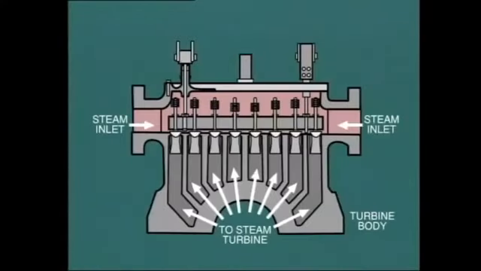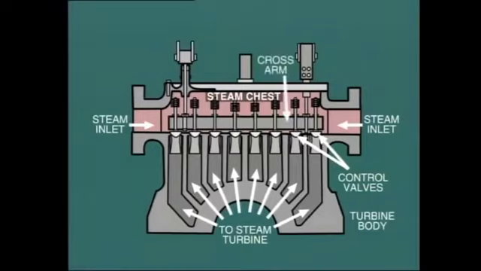In most turbines, multiple control valves are used as shown here. In this particular arrangement, the steam chest is located above the high-pressure end of the turbine's shell. We can see here 8 valves, and these are opened in sequence according to the position of the crossarm, which is itself adjusted by the hydraulic control system.